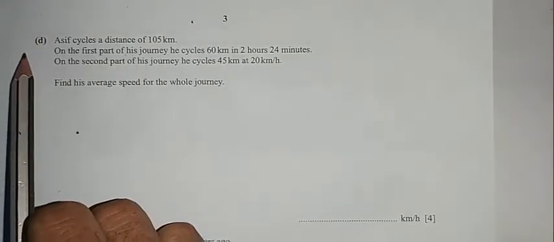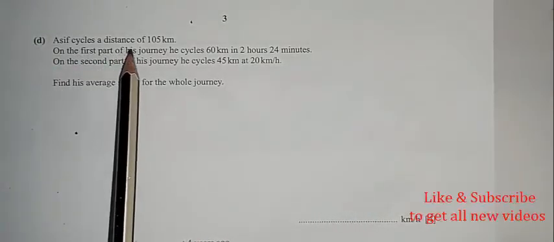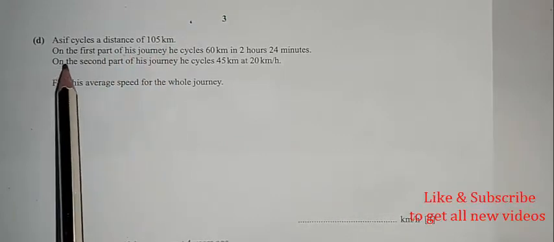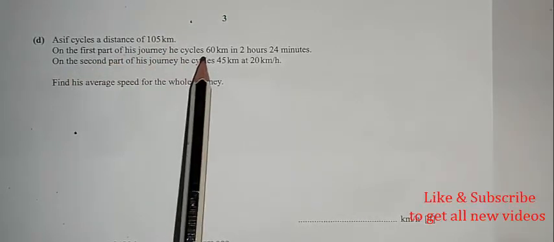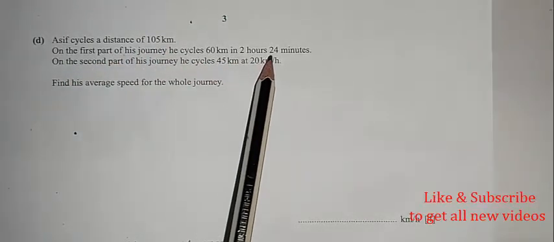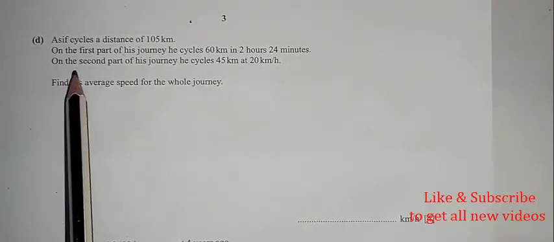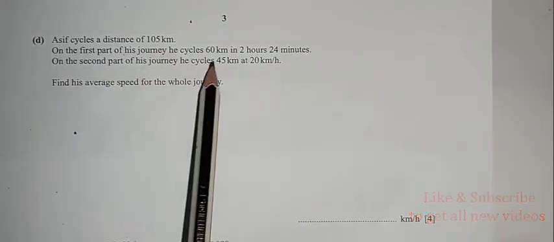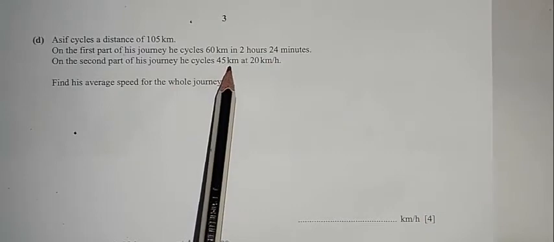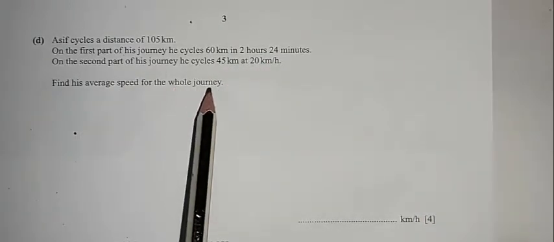Asif cycles a distance of 105 kilometers. On the first part of his journey, he cycles 60 kilometers in 2 hours 25 minutes. On the second part of his journey, he cycles 45 kilometers at 20 kilometers per hour. Find his average speed for the whole journey.